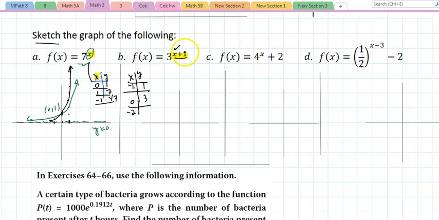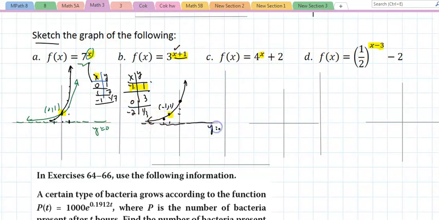Negative 2 plus 1 is negative 1. That's 1/3. Negative 1, 1. 0, 3. And negative 2, 1/3. So you'll notice there's a small shift. This point should have been 0, 1, but now it is at negative 1, 1, and you could always find it by setting the power equal to 0 on every single one of those.